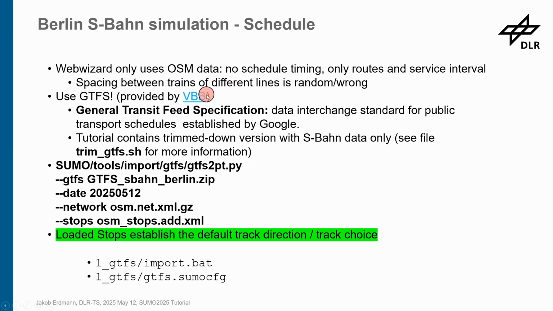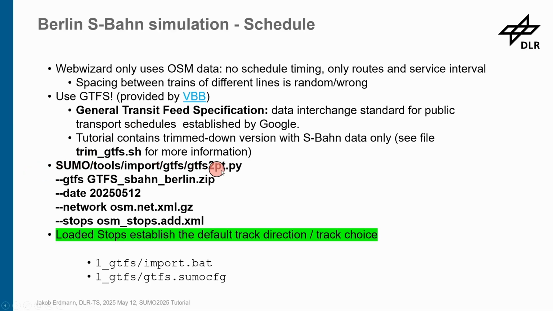The file for the whole city is pretty large. I don't want to include it in the tutorial, so I actually trimmed it down to just include light rail transport. If you want to see how such trimming of GTFS data can be done, I even put the trimming tool into the tutorial, so you can just look at the script and see how it works. And then we have a much smaller file with the GTFS data.